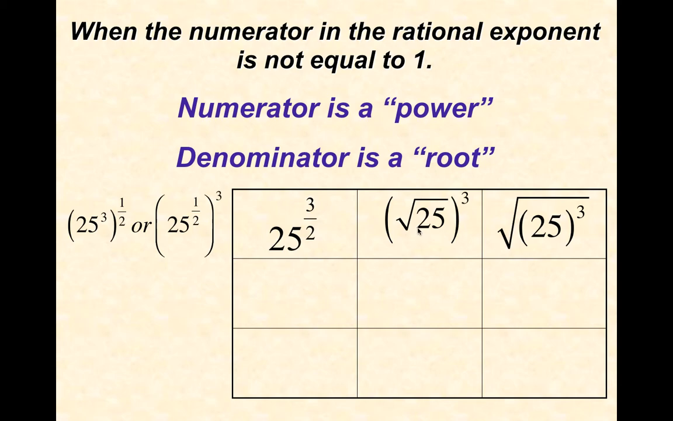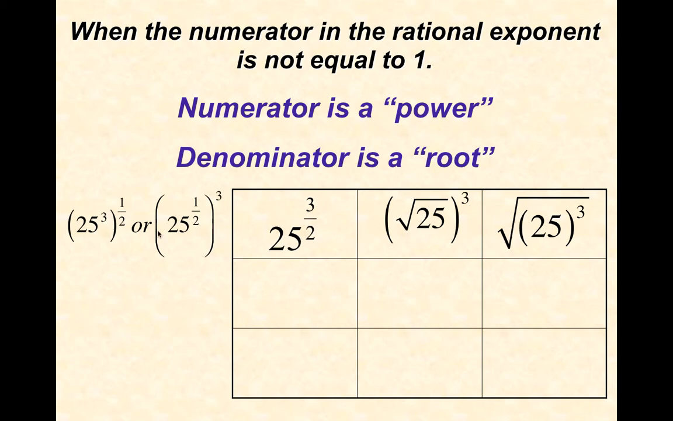Now, all 5 of these situations listed here are the same expression, written in different forms. As we see in here, the square root of 25 is 5. If you raise that to the third power, you get 125.